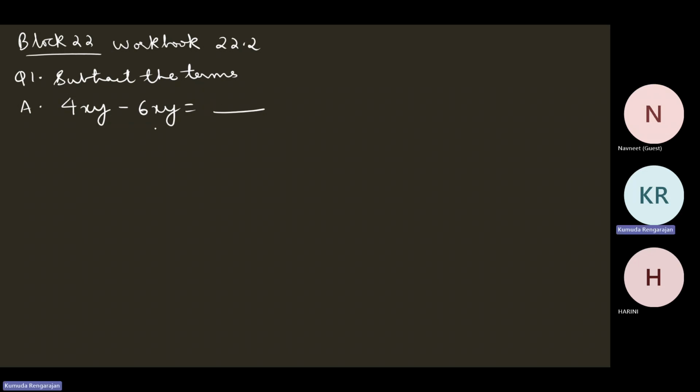Yeah, because they're like terms, right? xy, xy, they're like terms. The algebraic factors are the same. So when you simplify them, the answer also will be a like term. So you will get xy in the answer also. Now you'll have to find what is 4 minus 6. 4 minus 6 is minus 2. So minus 2xy.